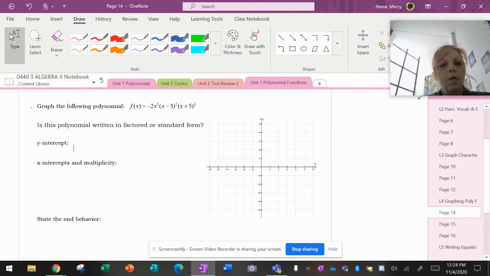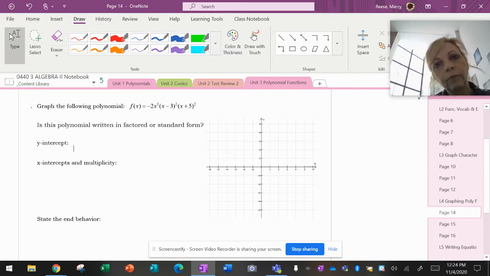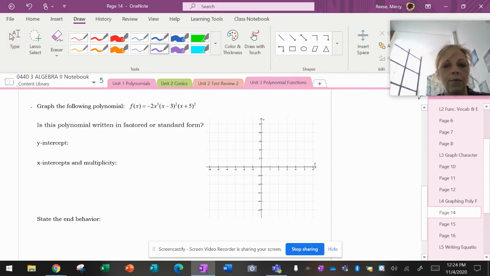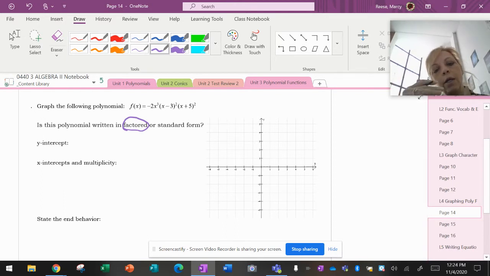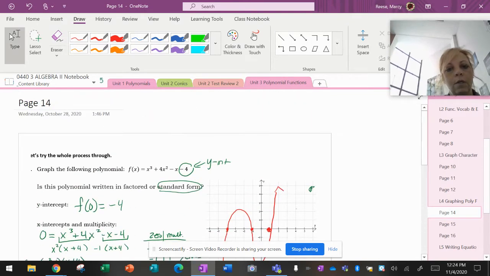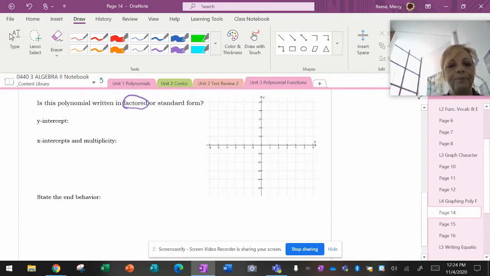All right. Graph 2. Graph the following polynomial. Okay, so is that factored or standard form? We know by looking at this right now that this is clearly a factored form, okay, because it's broken up, right? Separated. Standard form is when you distribute it all and it looks like the one above.